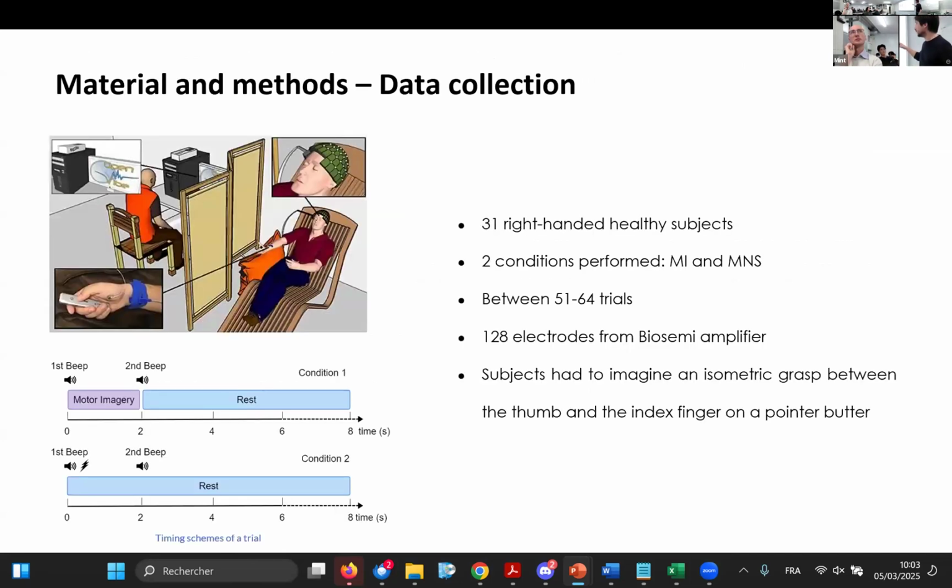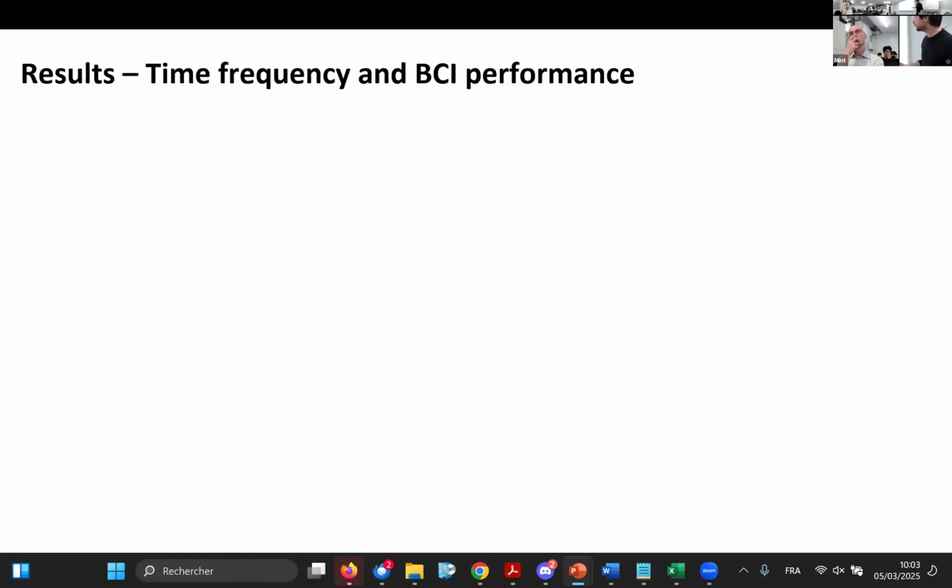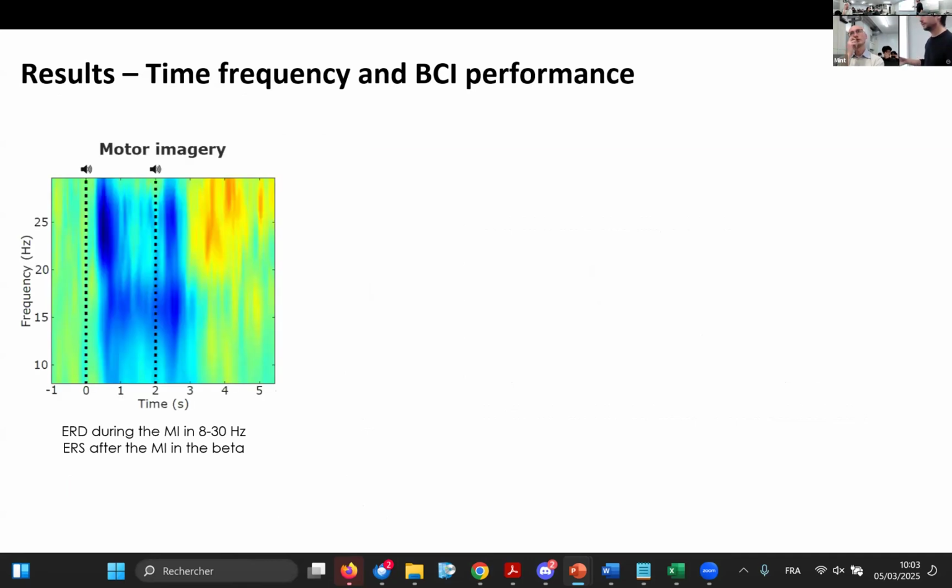So for this experiment, we had 31 right-handed subjects. We recorded the EEG with a BioSemi amplifier with 128 electrodes, and we had only two different motor tasks: median stimulation alone and median stimulation during a motor imagery task, so during 2 seconds of kinesthetic motor imagery. So for the results, we first computed the time-frequency map with EEGLAB, so in terms of ERSP, event-related spectral perturbation, for both motor tasks.